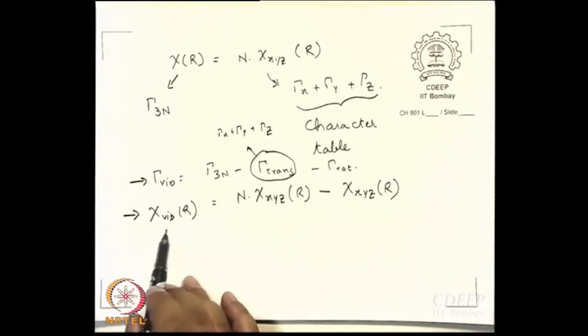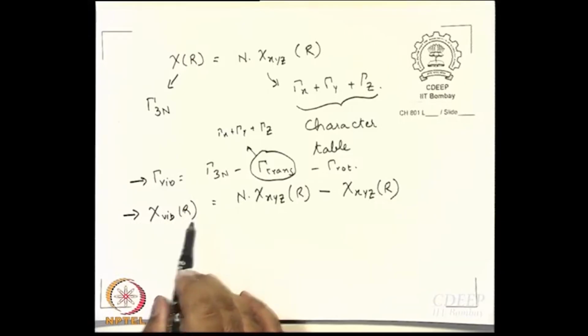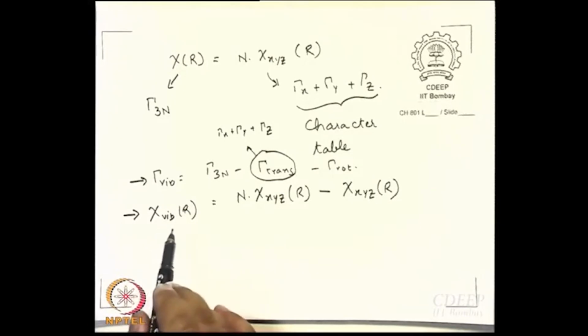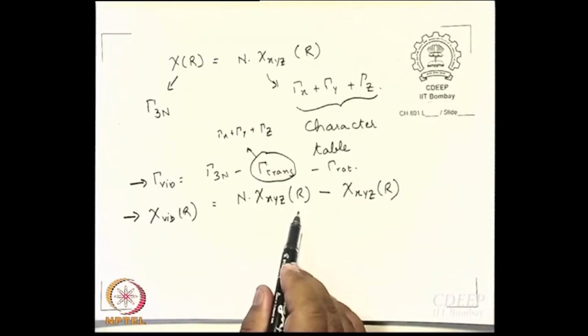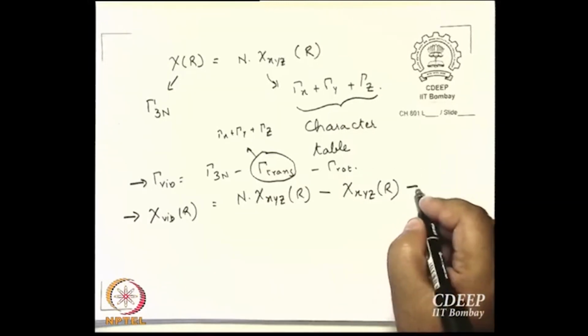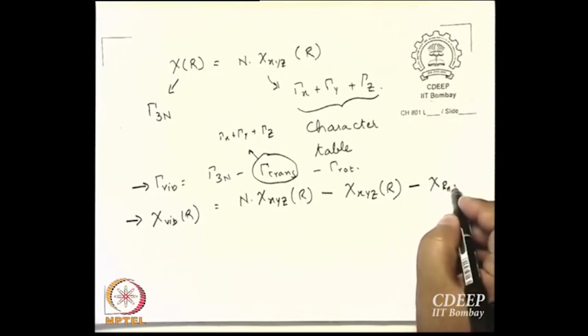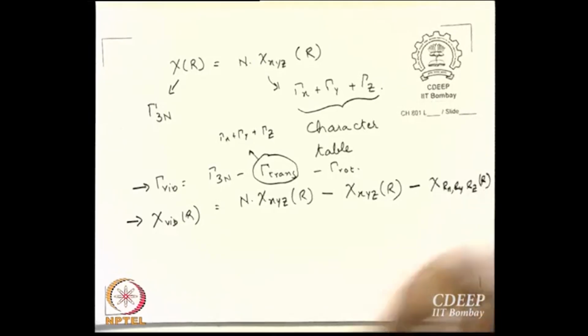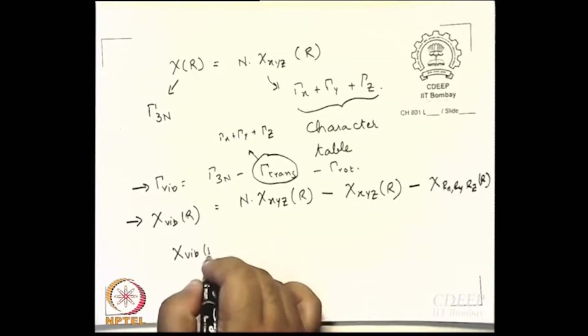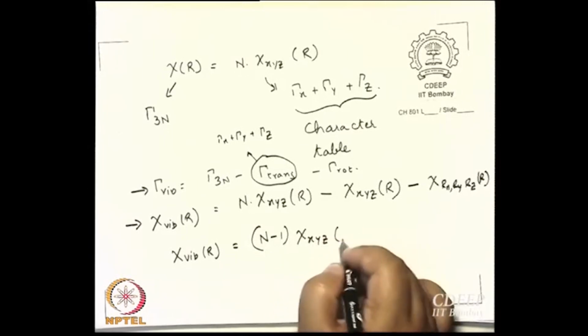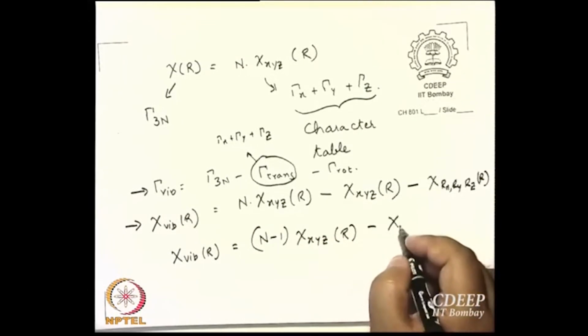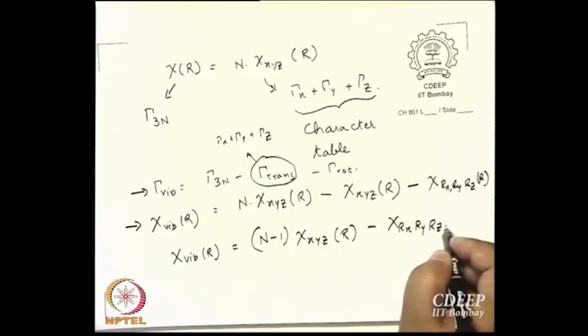Okay. So, what I am saying is chi vib R, the character for symmetry operation R in the reducible representation containing the 3n minus 6 normal modes of the molecule is given by n multiplied by chi xyz R, okay, minus chi xyz R minus chi Rx, Ry, Rz, R. So, this can be simplified as chi vib R is equal to n minus 1 chi xyz R minus chi Rx, Ry, Rz of R.